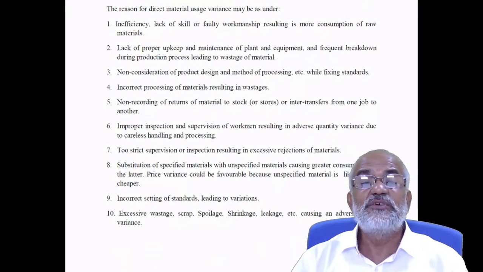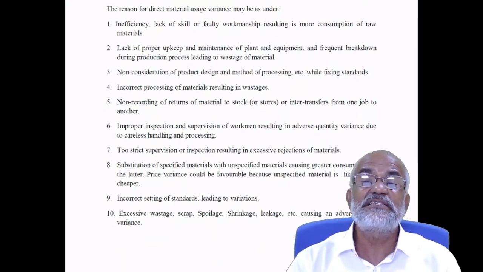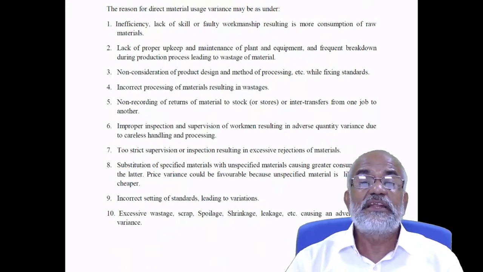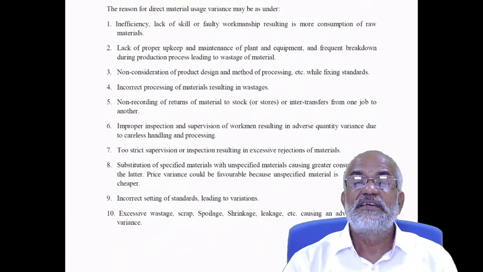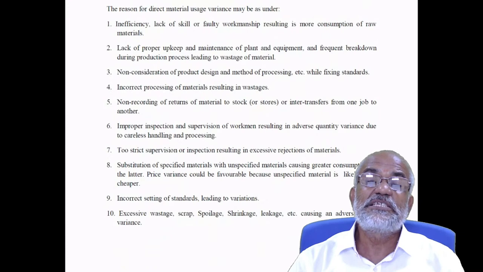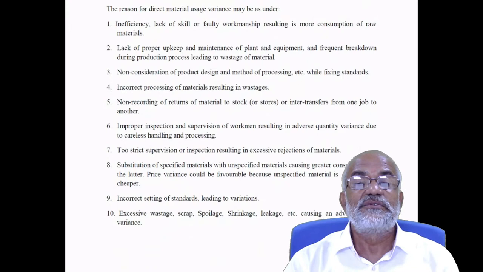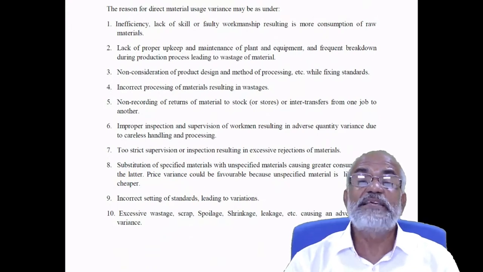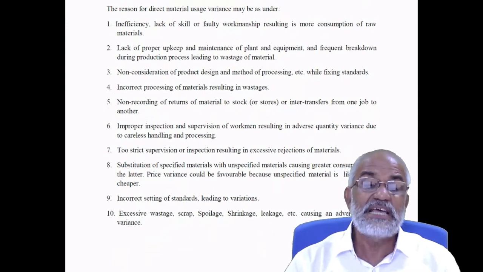The next reason of material usage variance is substitution of specified materials with unspecified materials, causing greater consumption of the latter. You must know there are two types of materials: specified materials and unspecified materials. When unspecified materials are consumed more than the specified materials, it may result in direct material price variance, and the probability of a usage variance cannot be ruled out under the circumstances.